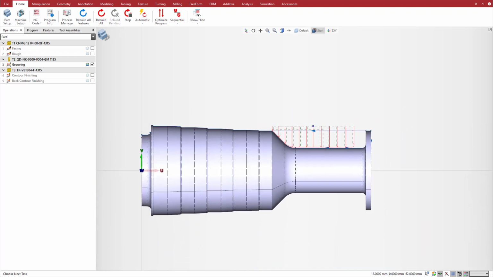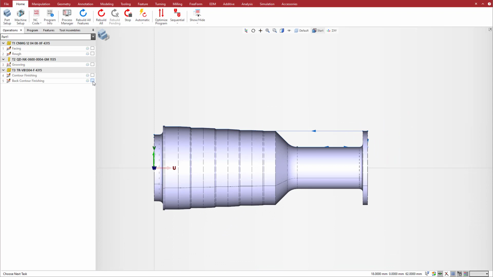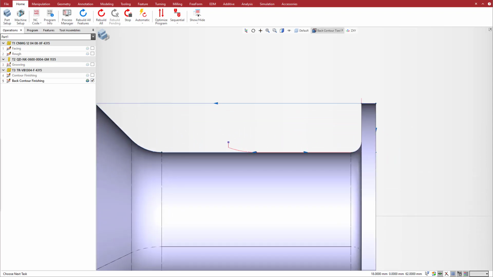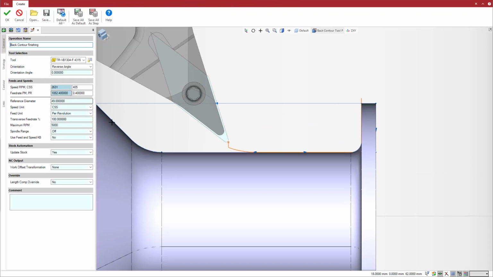To improve your cutting conditions and turning operations, you can now control the arc angle and the normal distance of a radius lead in or out. On this back contour finishing operation, we blend into the previous contour finishing, so we want to create a large sweeping arc to soften the entry.